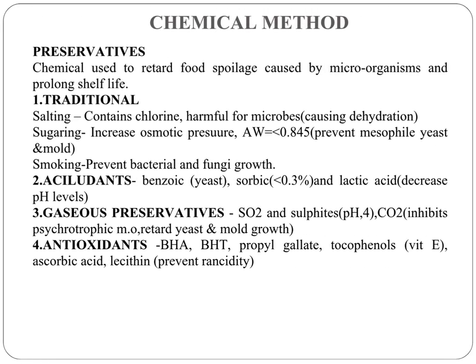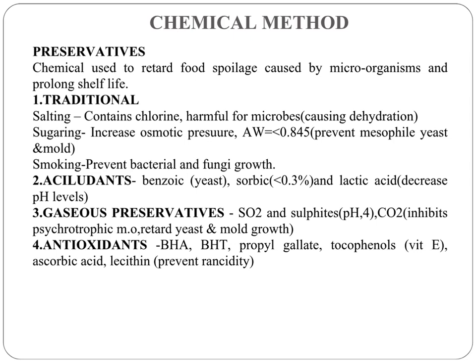Let us now move to chemical methods of food preservation. Chemical preservatives are substances added to food to delay spoilage caused by microorganisms. Traditional preservatives include salt, sugar, and smoke. Salt preserves food by drawing water out of microorganisms, causing dehydration. Sugar increases osmotic pressure and reduces water availability for microbial growth. Smoking helps prevent the growth of bacteria and fungi while also improving flavor.